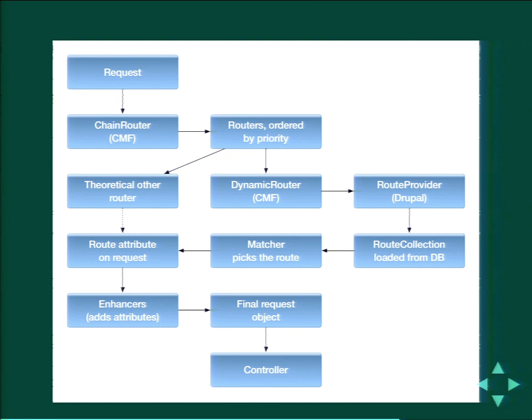And basically, what Drupal ships with is a configuration where the single router that's configured out of the box is the so-called dynamic router. And that calls into a Drupal component called the route provider. And as the name implies, this route provider loads the route collection from the database.